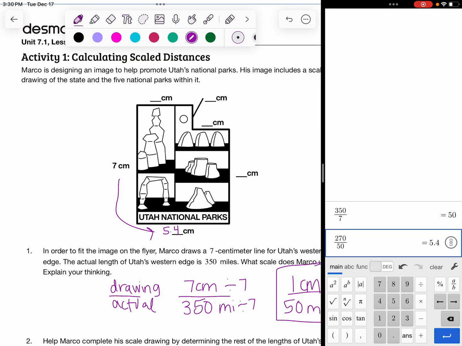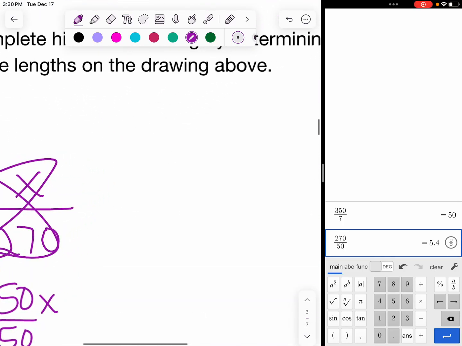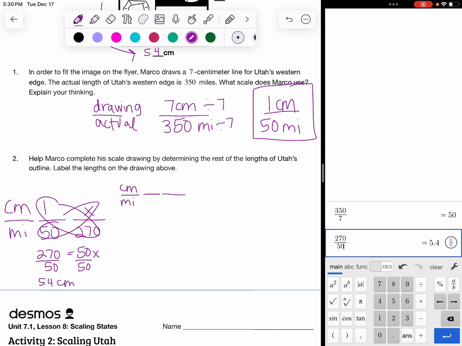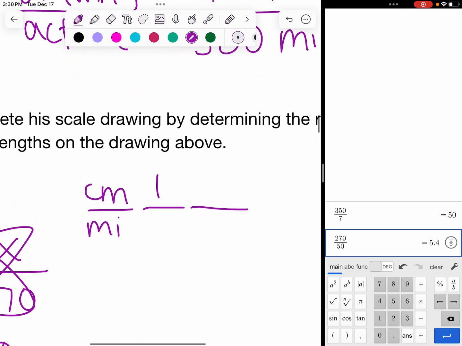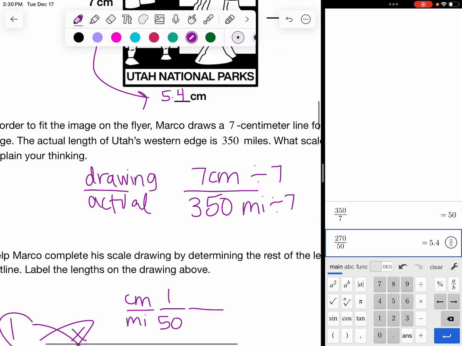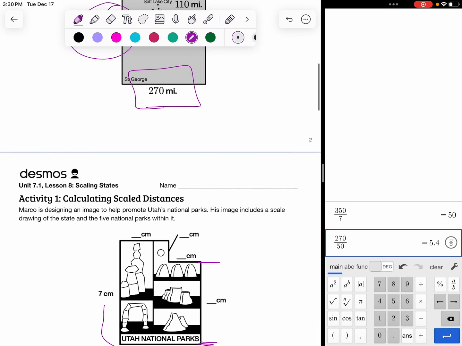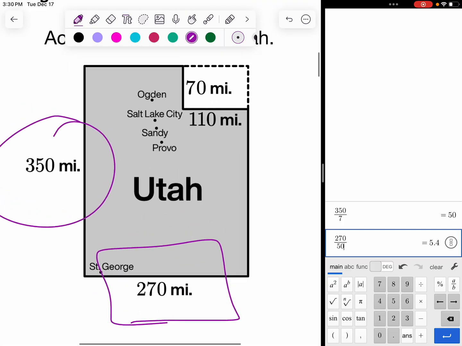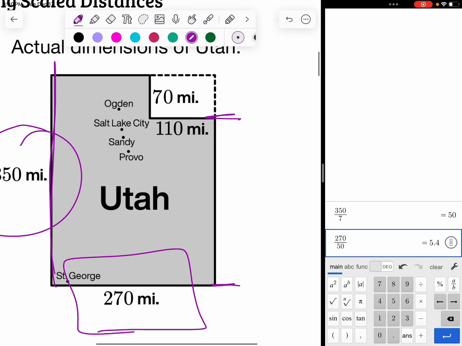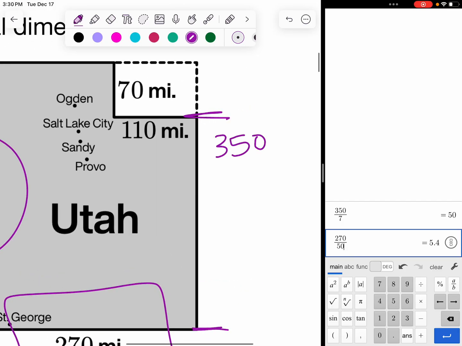Okay, now we're just going to continue doing the exact same thing. So we're going to set up our butterfly again. We're still doing centimeters and miles. And we use our scale, which was 1 centimeter is 50 miles. All right, so now we need to figure out how long from here to here is on our picture. Well, let's go up to our park. We know that the whole thing is 350. I just want from here to here. So that means I need to take 350 minus this piece right here, which was 70.